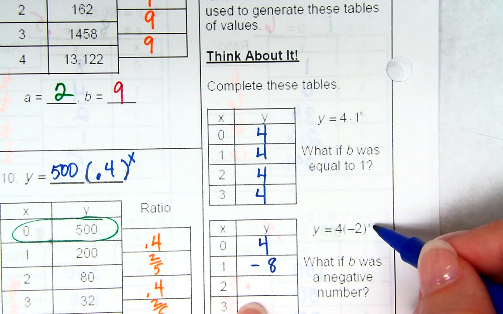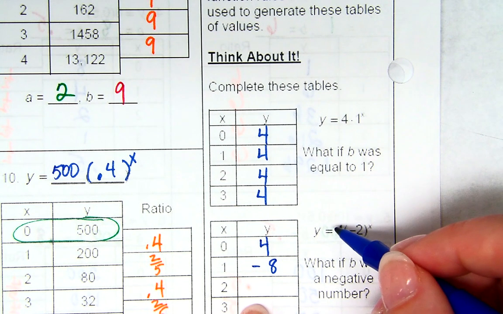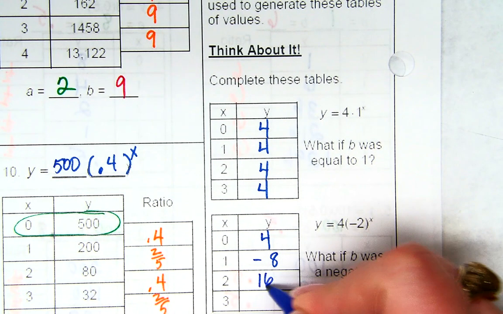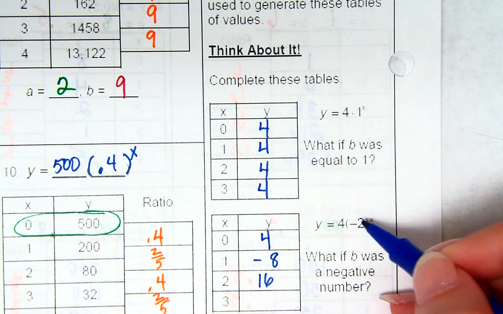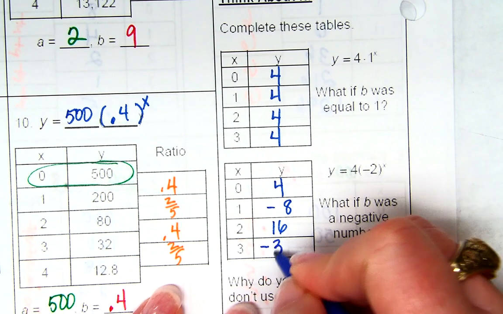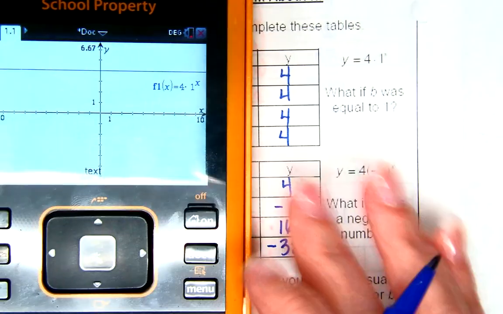Negative 2 squared. So negative 2 times negative 2? 4, right? And what's 4 times 4? 16. What is negative 2 to the third power? Negative 2 times negative 2 you said was 4, times negative 2? Negative 8, times 4? Negative 32. Okay, I really, really want you to see the graph for this.